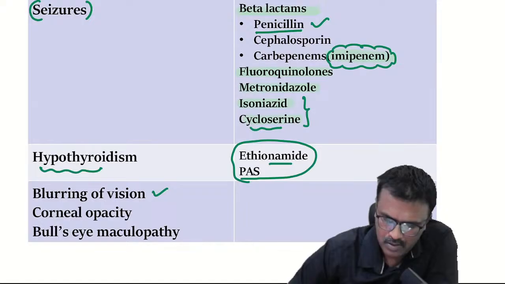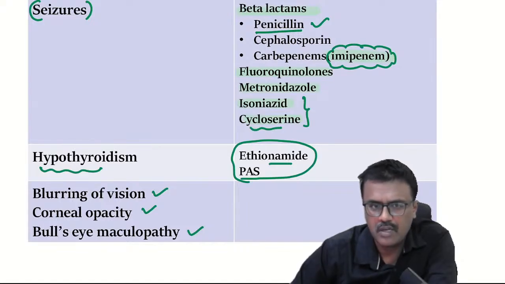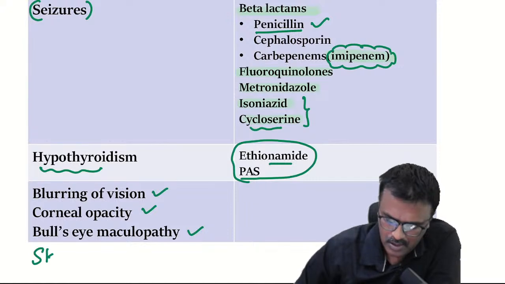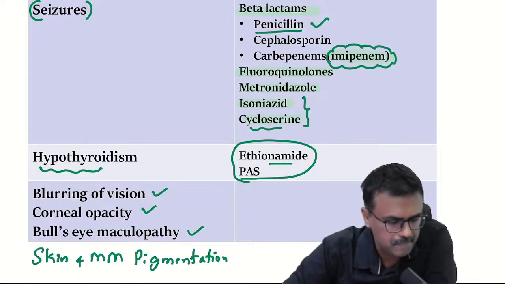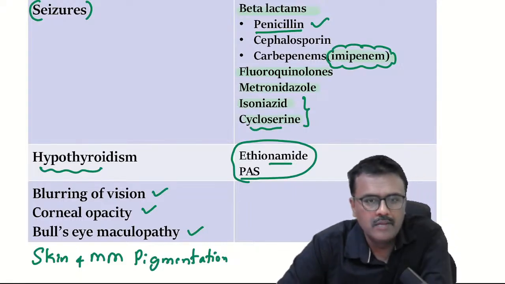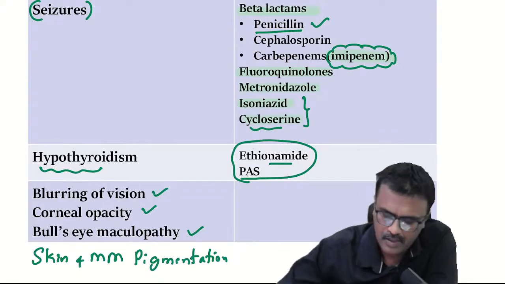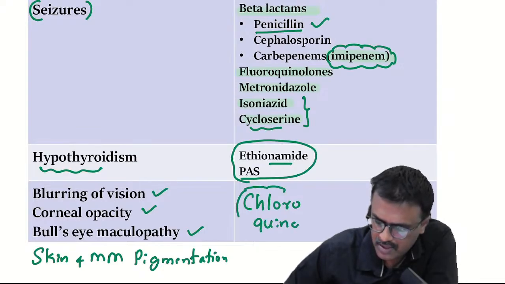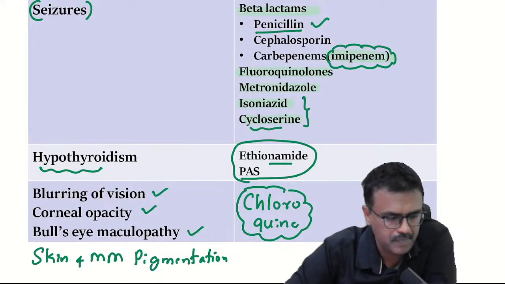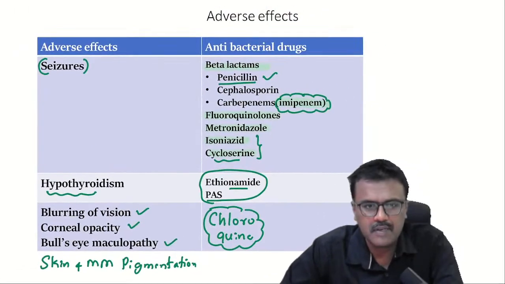Then blurring of vision, corneal opacity, and bullseye maculopathy. Tell me which drug? Blurring of vision, corneal opacity, bullseye maculopathy, and also skin and mucous membrane pigmentation. Yes, which drug? The drug name is chloroquine. So I call chloroquine as color queen because it causes pigmentation. The name is chloroquine. So these are the adverse effect and antibacterial drugs.